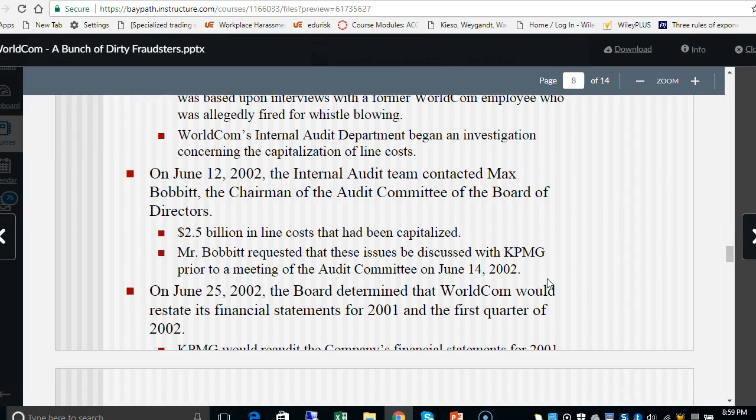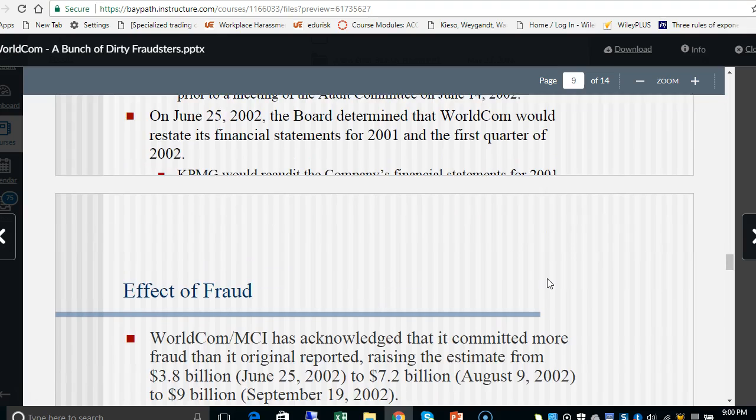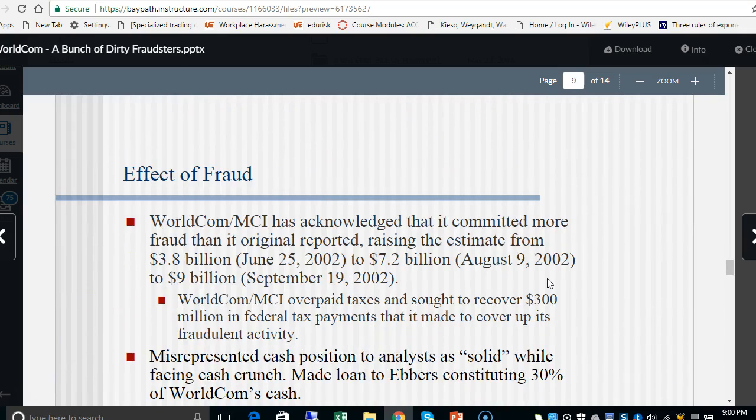On June 12, 2002, the internal audit team contacted Max Bobbitt, the chairman of the audit committee, about $2.5 billion in line costs that had been capitalized. Mr. Bobbitt requested these issues be discussed with their auditor prior to the audit committee. Prior to June 2nd, the board determined that WorldCom would restate its financial statements for the first quarter of 2002. WorldCom acknowledged it committed more fraud than it originally reported, raising the estimate to $3.8 billion, to $7.2 billion, and then to $9 billion.